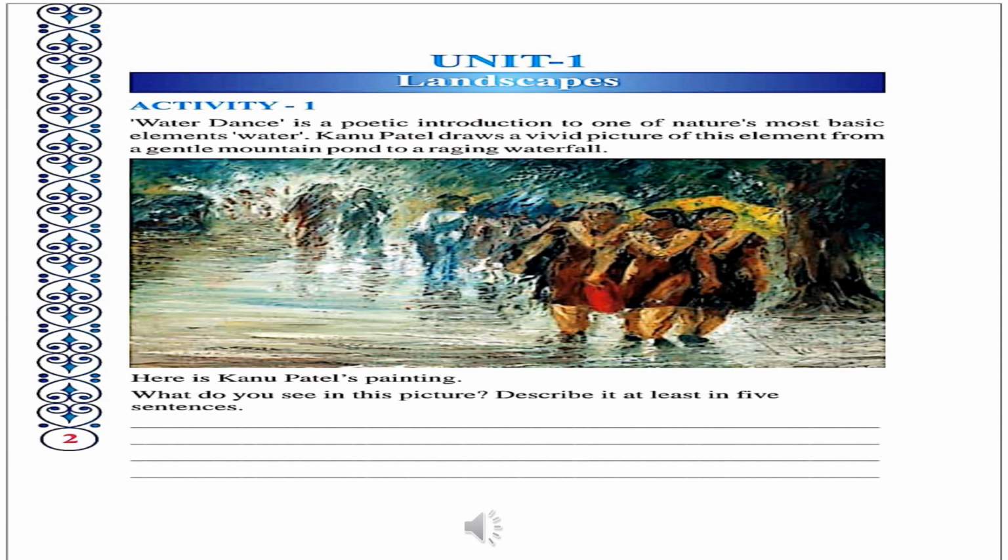And here is a question for you. What do you see in this picture? Describe it in at least 5 sentences. It is telling you to understand the picture and describe it in your own 5 sentences.